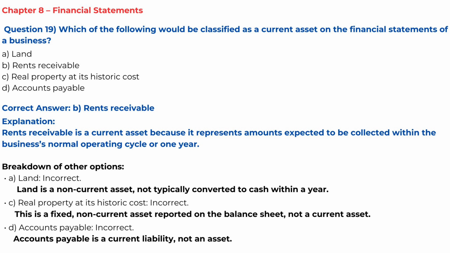business? Correct answer, B. Rents receivable. Explanation. Rents receivable is a current asset because it represents amounts expected to be collected within the business's normal operating cycle or 1 year. Breakdown of other options. A. Land. Incorrect. Land is a non-current asset, not typically converted to cash within a year. C. Real property at its historic cost. Incorrect. This is a fixed, non-current asset reported on the balance sheet, not a current asset. D. Accounts payable. Incorrect. Accounts payable is a current liability, not an asset.